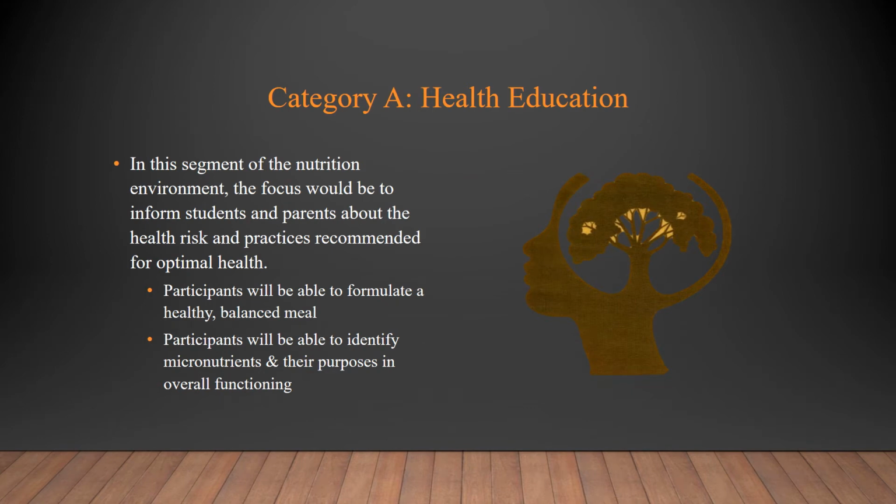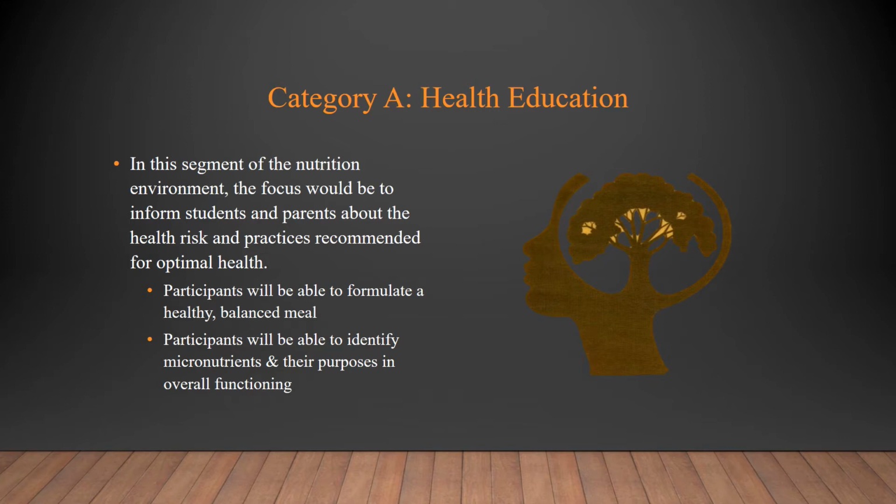So as you know, we were instructed to choose two strategies from category A and one strategy from category B in creating a nutrition environment at a school. So these are the strategies I chose from category A. The first one is health education. The segment would focus on informing students and parents of health risks and practices recommended for optimal health.